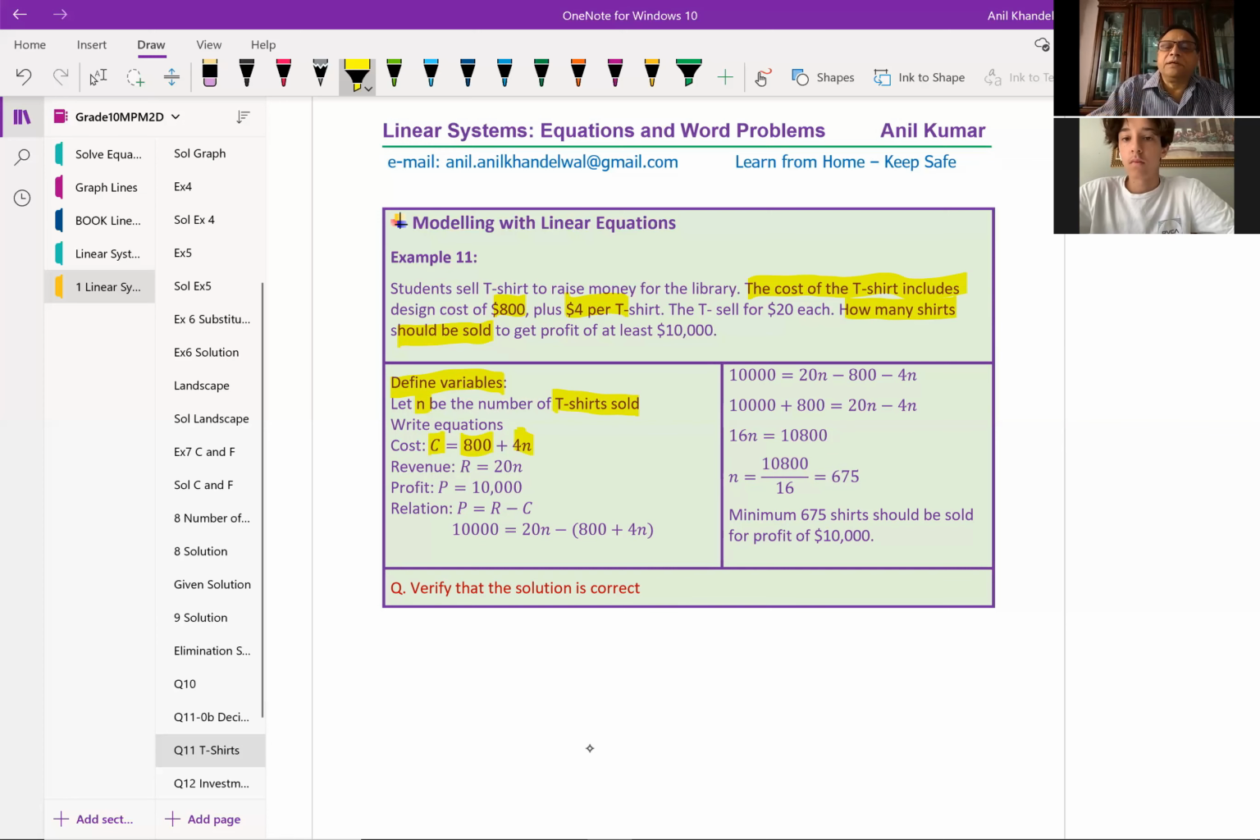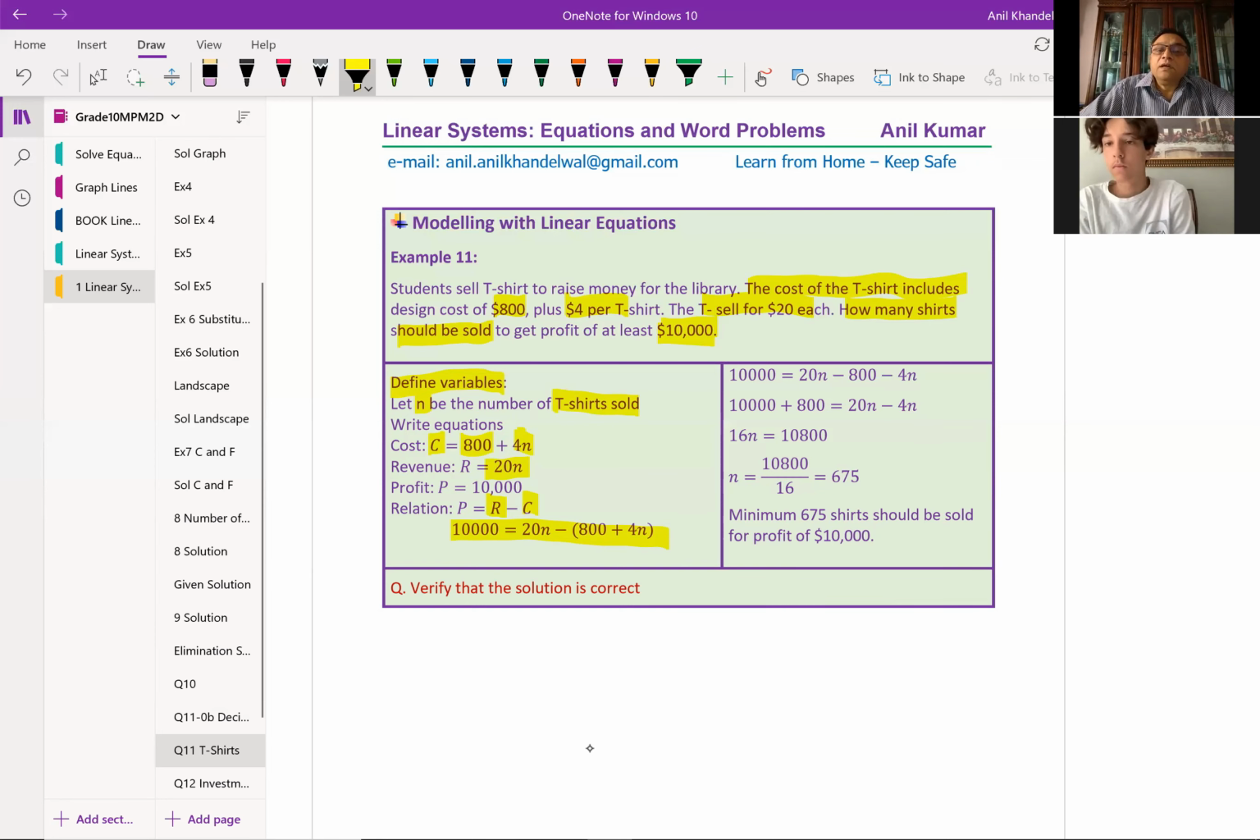The second statement here is the t-shirt sells for $20 each, which means 20 times n will be our revenue. Revenue is the number times the rate. Now, when we want a profit of 10,000, profit really means revenue minus cost. You can equate this to 10,000 and find your solution.